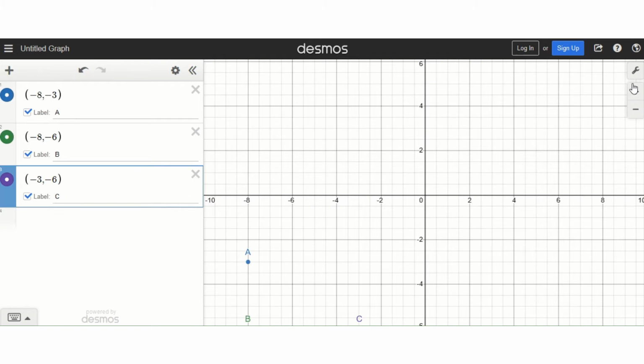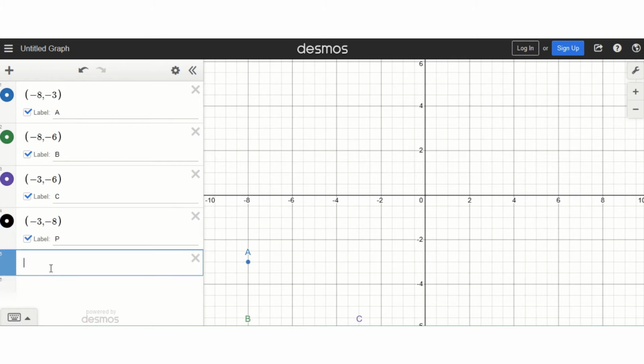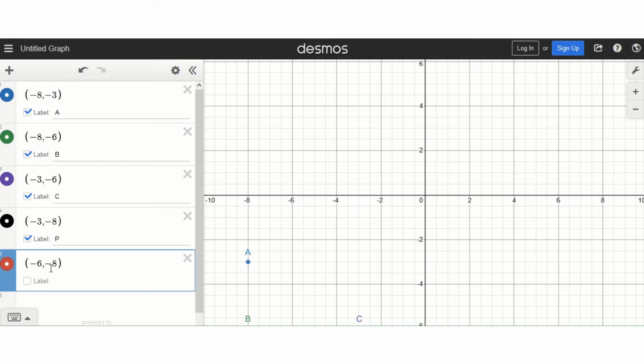And now we are going to do the next one, which is A prime, B prime, C prime. So -3, just interchange. -3, comma -8. That's your A prime. Let's label it as PQR. Then next one is -6, comma -8. You can see how the points are coming up in the graph. That's point Q.